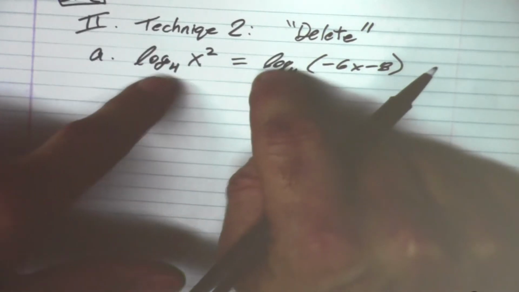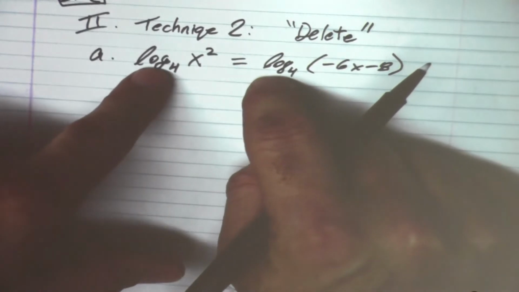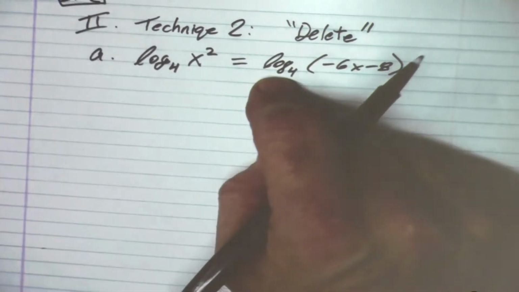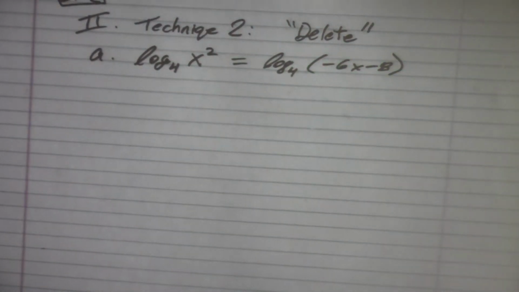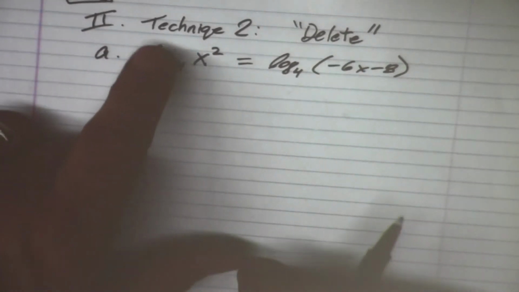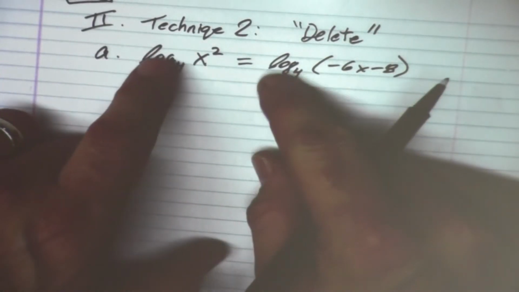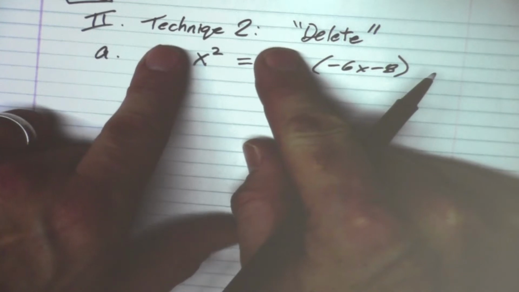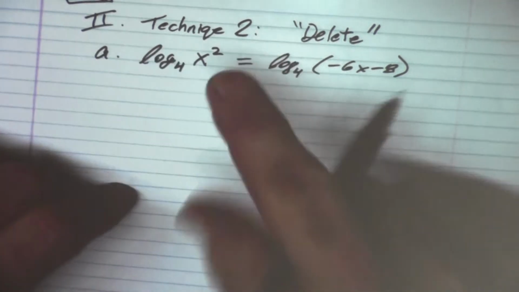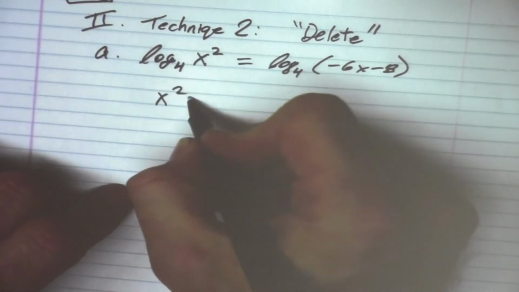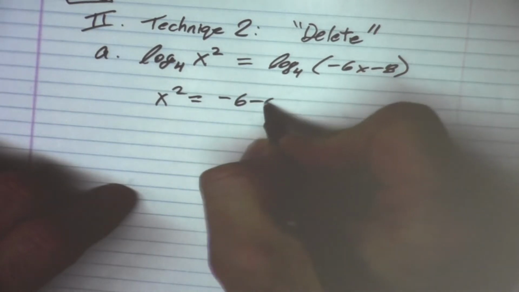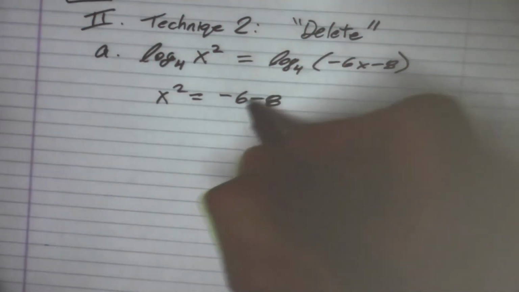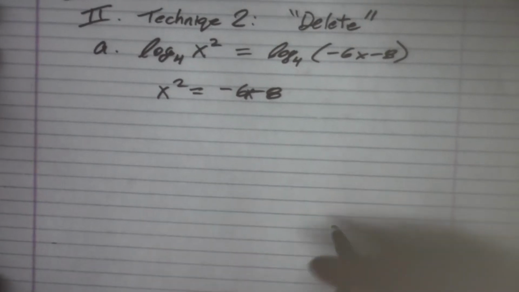So you're really not deleting log base 4 on the two sides. What you're doing is taking into account the concept that because both sides are equal and these two parts are equal, then the other two parts have to be equal to each other. So we can use that knowledge to set up this kind of equation, and now we can solve it.